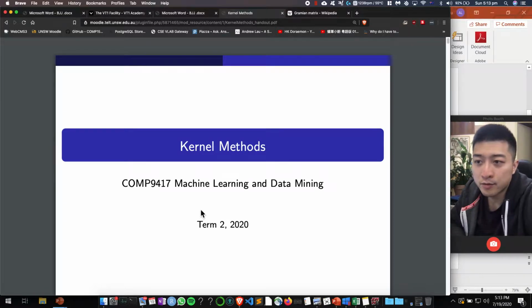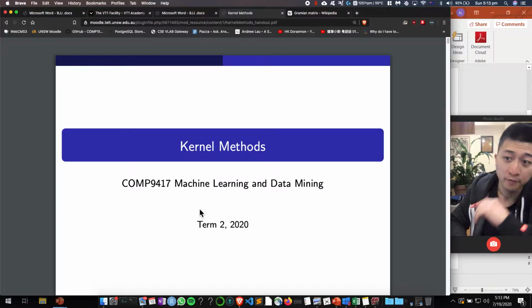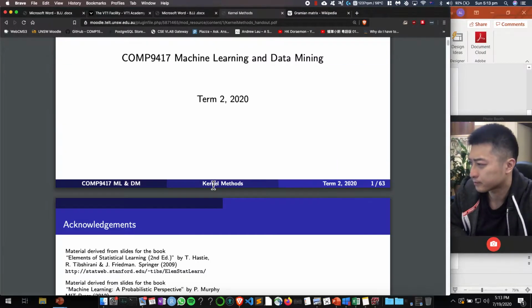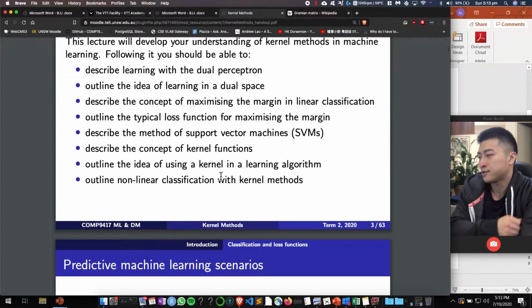Hi all, welcome to the week 8 tutorial. We're going to be talking about kernel methods and support vector machines of various kinds. So let's start.